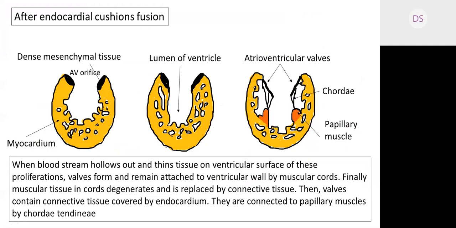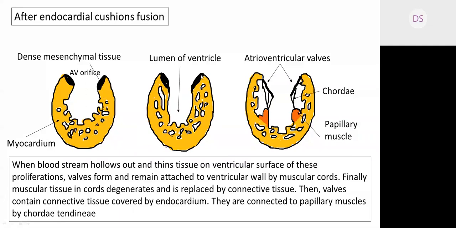Now, once the endocardial cushions have fused and you have two separate canals, there is another simultaneous event which is happening. You can see here, this is a coronal section of a ventricle, and this is the ventricular myocardium. And these are the atrioventricular orifices where you have dense mesenchymal tissue. Now, slowly when the blood starts streaming, it hollows out and thins out the tissue on the ventricular surface.